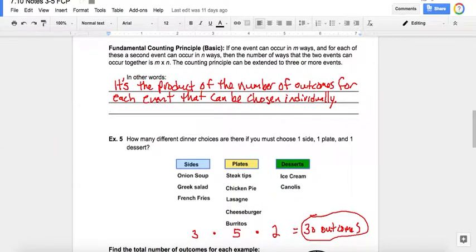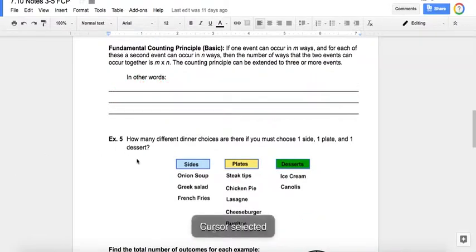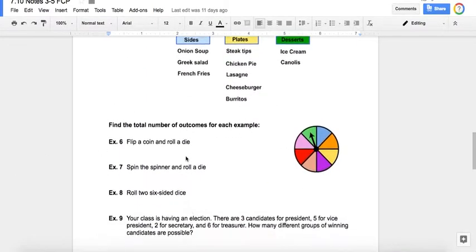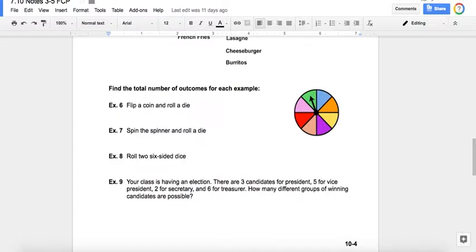Okay, let's go down to example number 6. It says we need to flip a coin and roll a die. So how many sides are there on a coin? 2. And how many sides are on a die? That's correct, 6. And 2 times 6 is 12. So we have 12 different outcomes. And you can picture the tree diagram that we made where we had the 2 coins and 6 branches coming off of each coin.